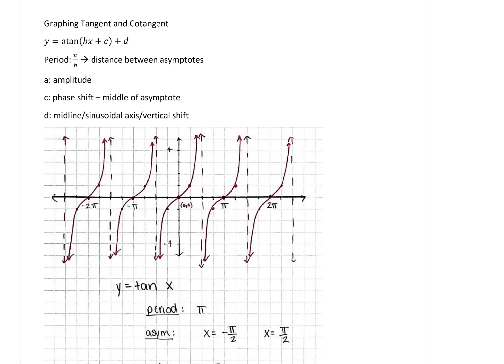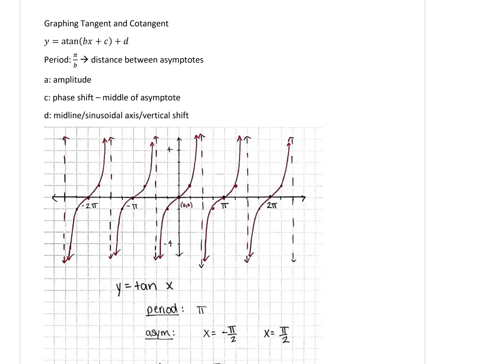Graphing tangent and cotangent. These look a little bit different than what we were recently working with, sine and cosine. As you can see, there are asymptotes. The graph in front of you is the tangent graph. The transformations are placed in the same spot.